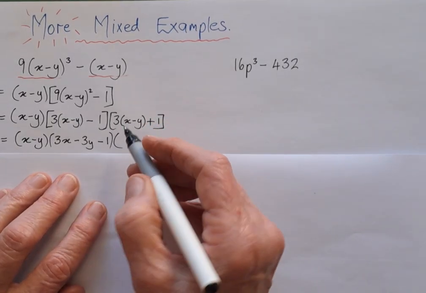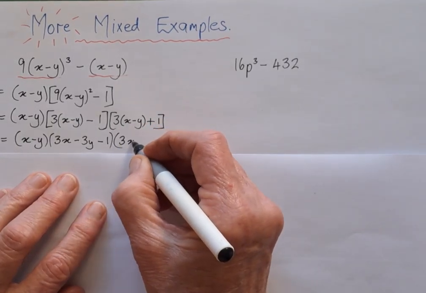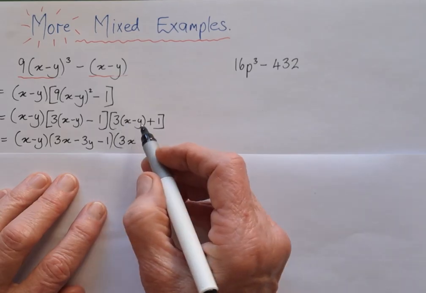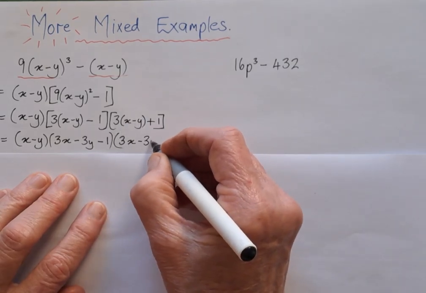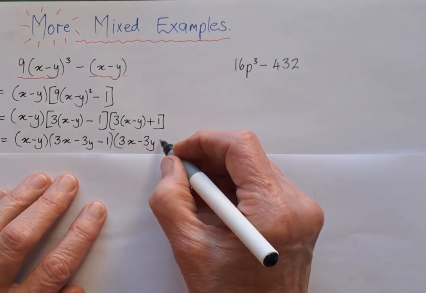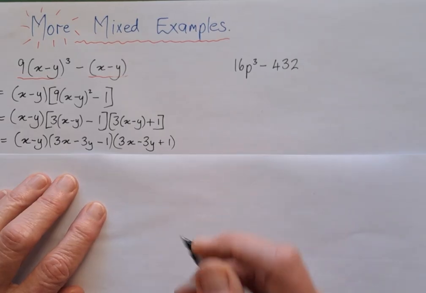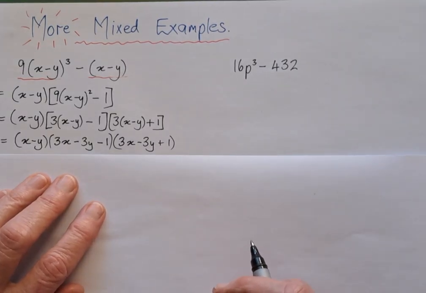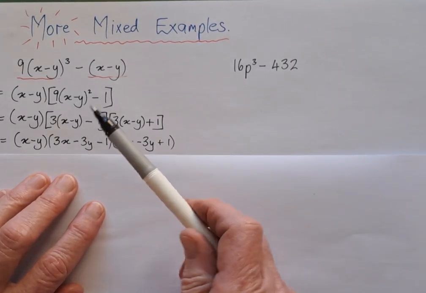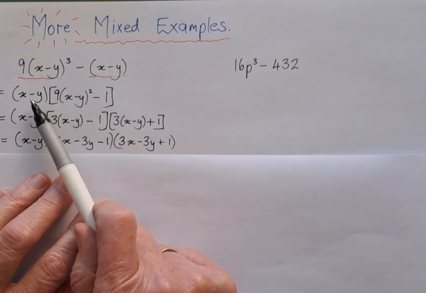So there's my first bracket that I've now simplified further. The other one, 3 times x is 3x, minus 3 times y is 3y, and then apart from that I have plus 1. And so there is my answer to that, where my initial thing was to take out a common bracket.